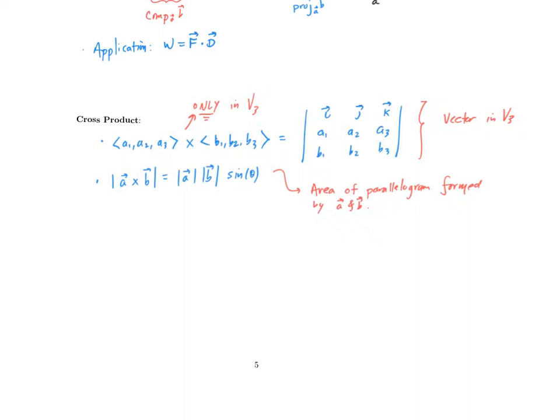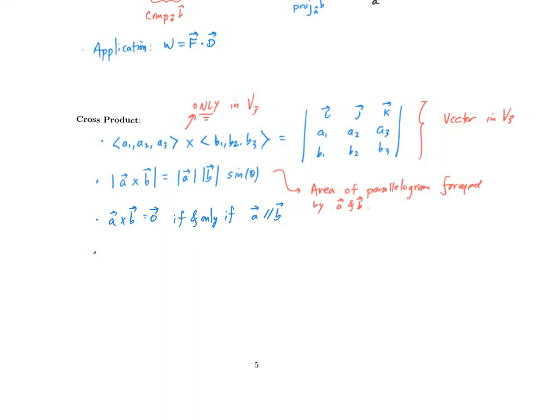And from this formula, we get a direct consequence. This sine of theta will be 0 precisely when theta is 0 or pi, which means the vectors A and B are parallel to each other. So in this case, we know that A cross B is equal to, note it's a vector, the 0 vector, if and only if the vectors A and B are parallel.